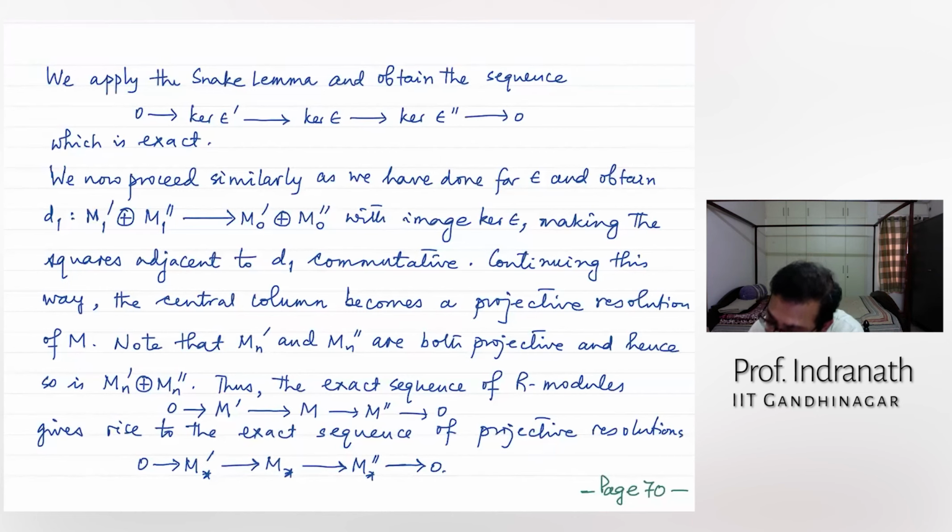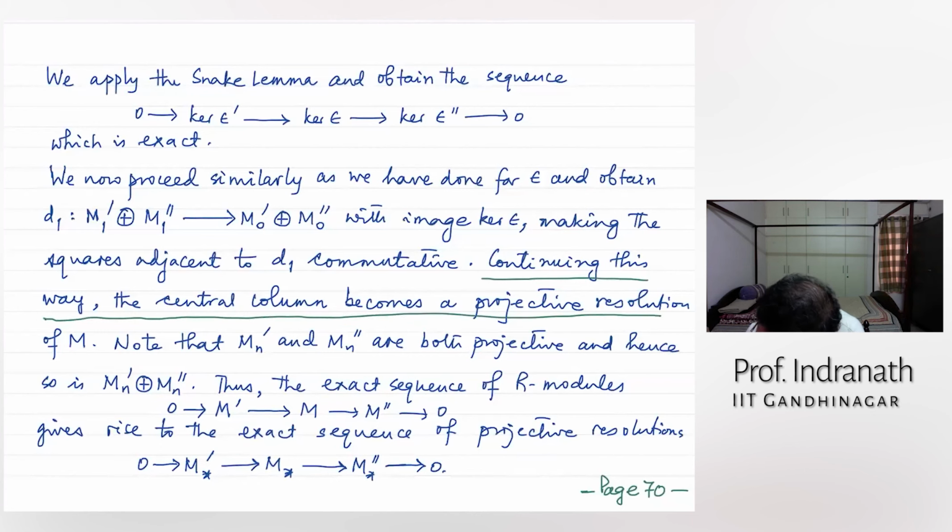Please, once again, I would like to mention that I have not explicitly mentioned that it becomes a projective resolution, meaning you do have to check that. Composition 0 will follow. You still have to check that kernel is exactly equal to image. Please do that. Now note that both are projective, and hence so is this, and therefore the exact sequence gives rise to an exact sequence of projective resolutions. These small checkings in between, please complete them.